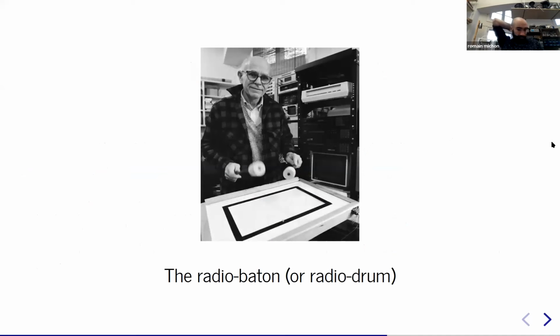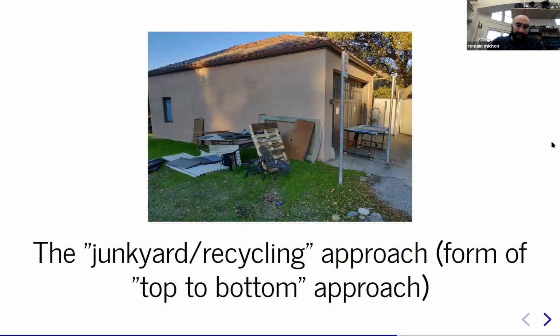Anyway, I think the first example of a digital musical instrument in academia is the radio baton that we already talked about before. So I would say that there are two main approaches that we're going to use this quarter to actually make these musical instruments. The first approach is the junkyard or recycling approach, which is a form of top to bottom approach. Okay, so what does that mean?